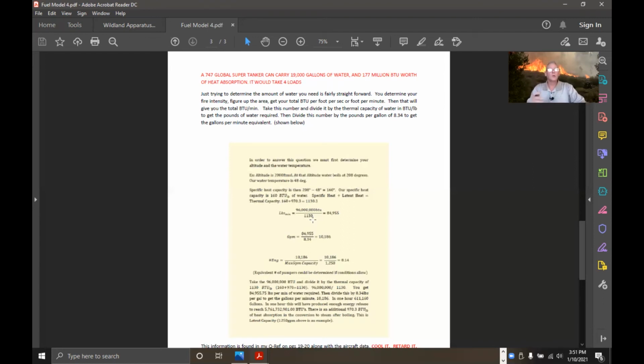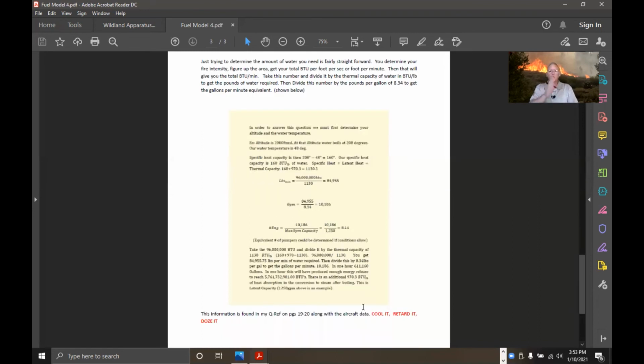So if you know that you've got 3,000-gallon aircraft, divide that by 3,000, and you would have to have 24 loads' worth. So that 24 doesn't have to be one airplane. But if you've got 4 or 5 planes, each plane makes like 6 loads. There you go. On that, my philosophy is to basically cool it, retard it, then dose it. The idea is take the punch out of it.